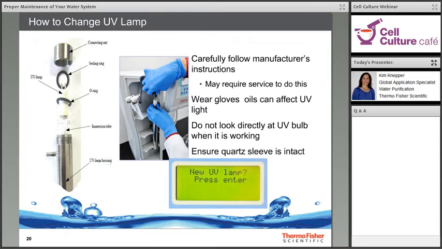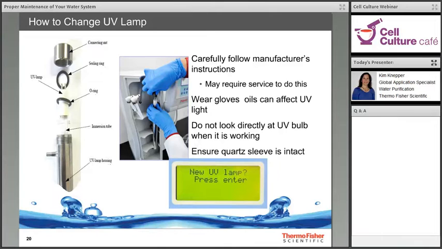Now, when changing the UV bulb, there's a few things to remember. You follow the step-by-step instructions. But when handling the bulb, it's a good practice to wear gloves, as oil and dirt from your hands could affect the intensity of the bulb.